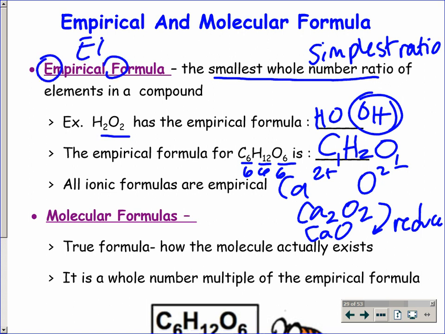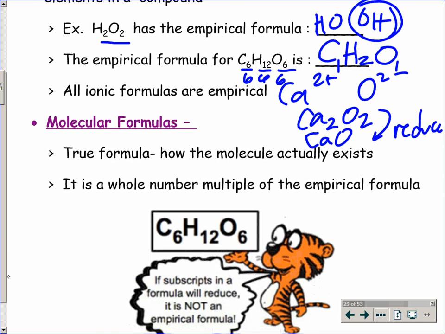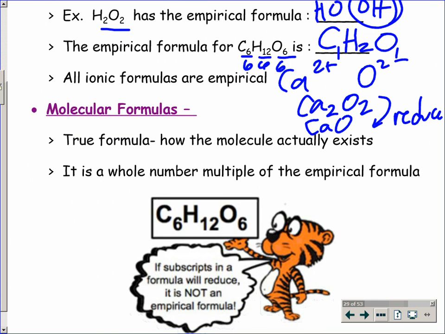So with the simplest ratio, that's called the empirical formula. I'll call this EF from now on. The molecular formula is legitimately what the compound is made of. It's exactly what it's made of. There's no reducing. It's the truest formula that exists. We will call that the molecular formula, MF. Give me a thumbs up when you get the main points down.